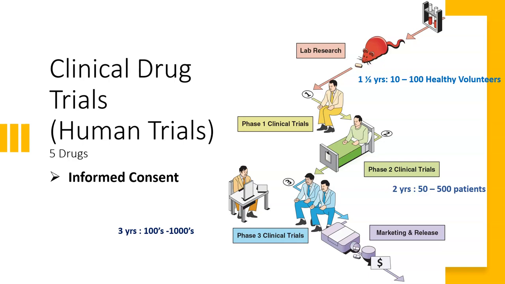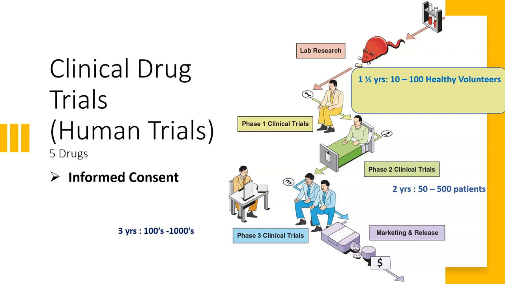Now, before we involve human patients, they sign what's known as an informed consent. Especially in that phase 1 trial, we're going to take healthy people. We're going to have about 10 to 100 healthy volunteers, and that trial usually lasts for about 1.5 years.